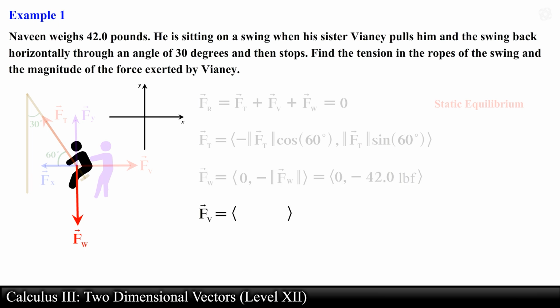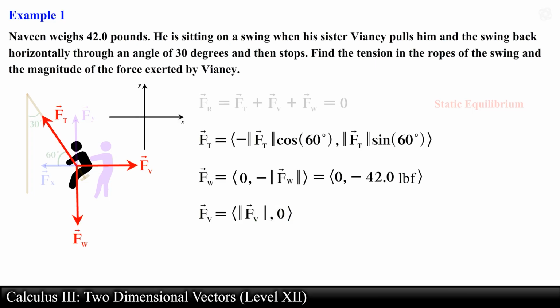Now let's find an expression for the components of Vianney's force. Similar to the gravitational force, this force will only have one component, which is facing towards the positive x-axis. So the component form of Vianney's force will be equal to the magnitude of Vianney's pulling force, which is currently not known, for the x component, and 0 for the y component.